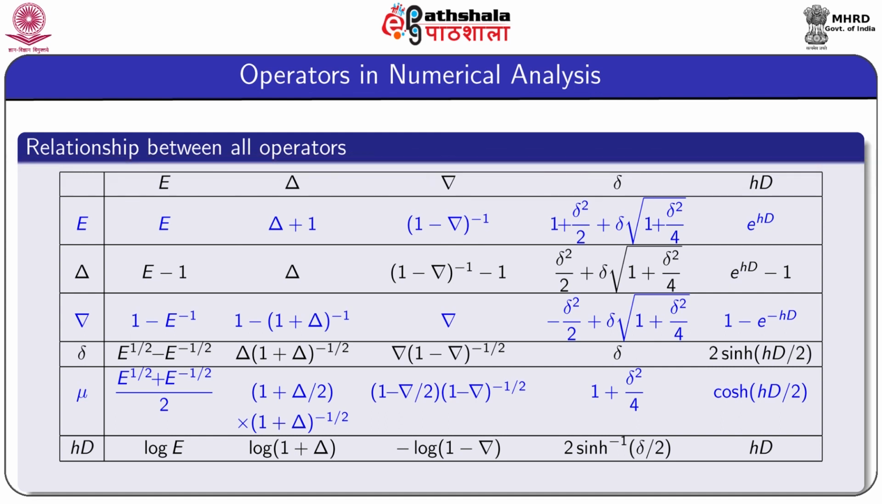Similarly, in the second row we have shown that the forward difference operator can be expressed in terms of other operators like shift operator, backward difference operator, central difference operator, and differential operator, and this is true for other operators. So, from this table we can conclude that the 6 operators discussed in this module are not independent. One operator can depend on other operators. So, we have defined 6 important and useful operators which are used in numerical analysis.